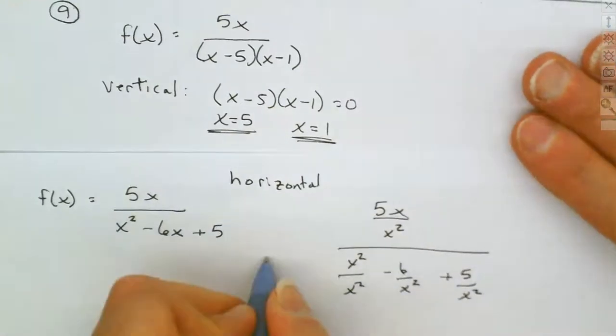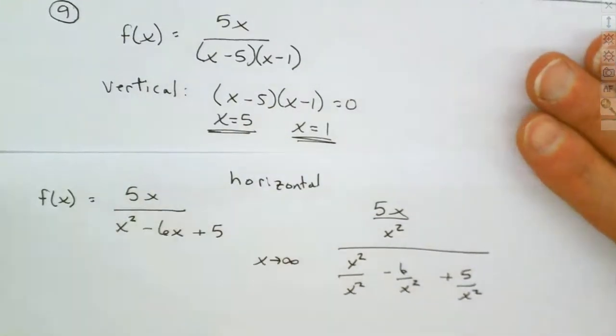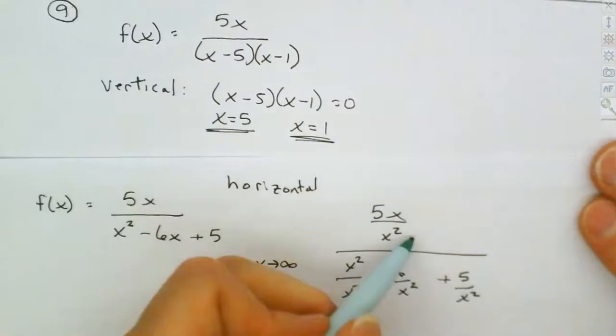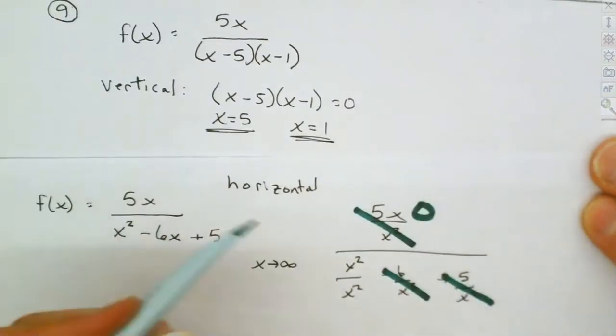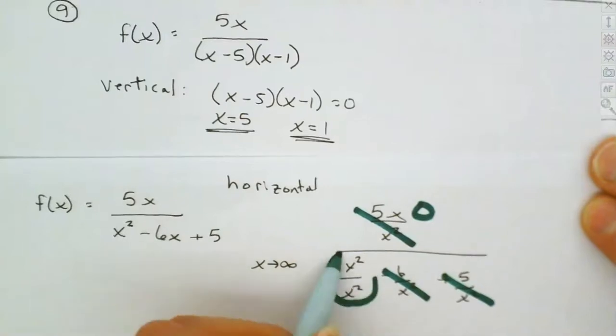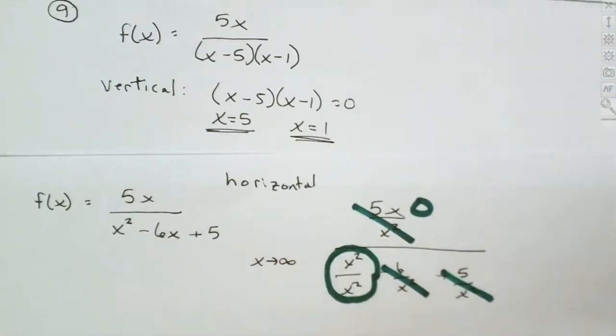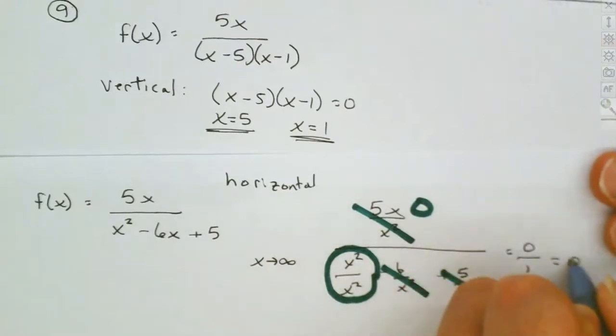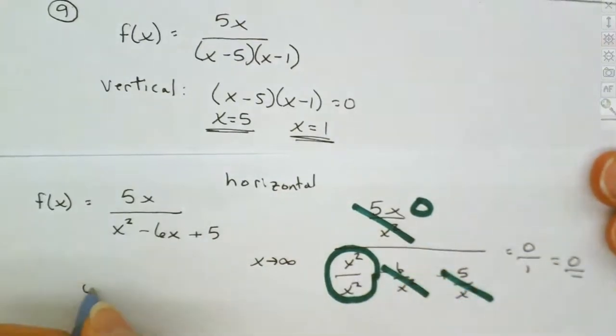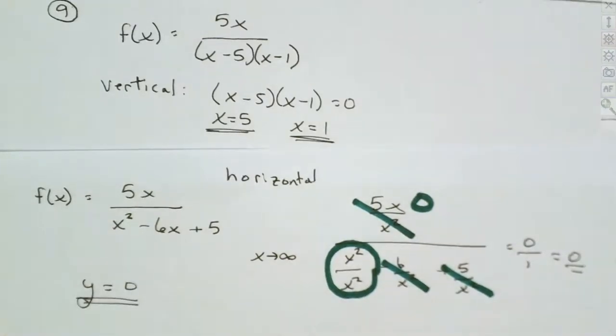And as x goes to infinity, that goes to 0 on the top. That goes and that goes, right? And what about x squared over x squared? 1. So we now have 0 over 1, which is 0. So we now know my graph has to have a horizontal line at 0. But that doesn't get rid of any of the choices, does it?